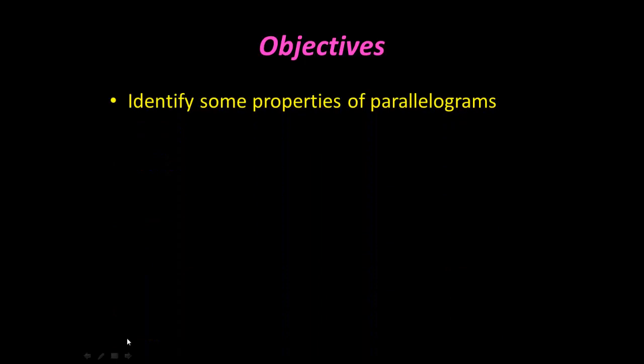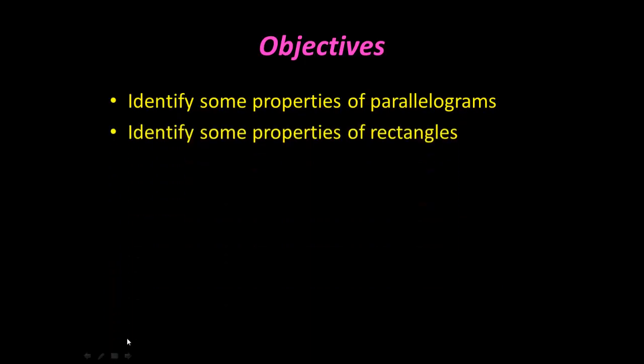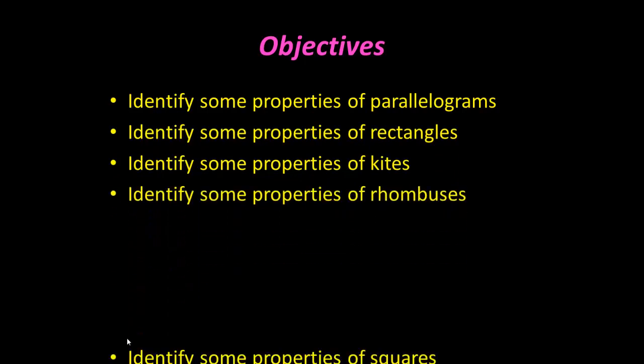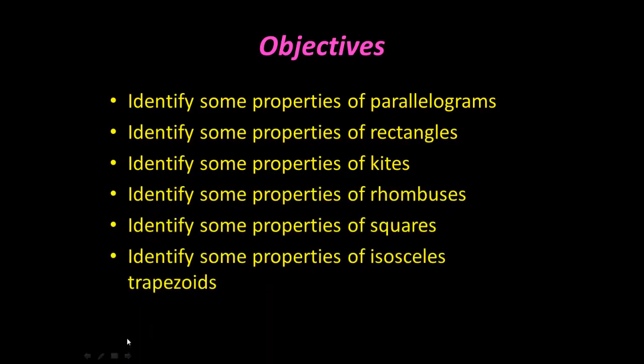Our objectives: we are going to be identifying some properties of parallelograms, rectangles, kites, rhombuses, squares, and isosceles trapezoids. These are properties that you're going to use to prove these particular types of quadrilaterals. Just keep in mind that some of these share properties, like a rectangle is a parallelogram. So everything from parallelogram will be able to apply to rectangle and has to be true.